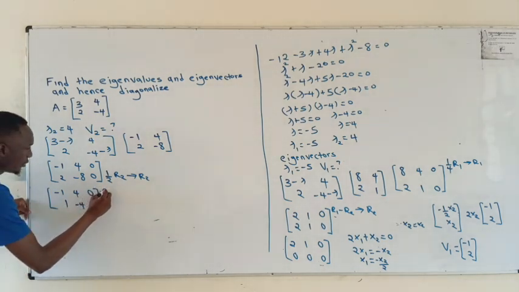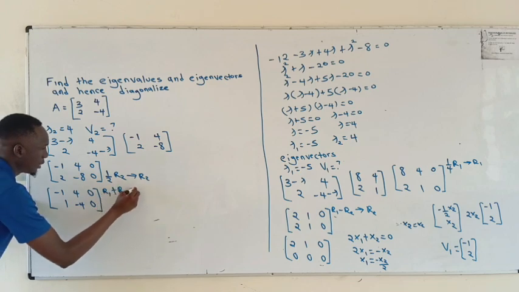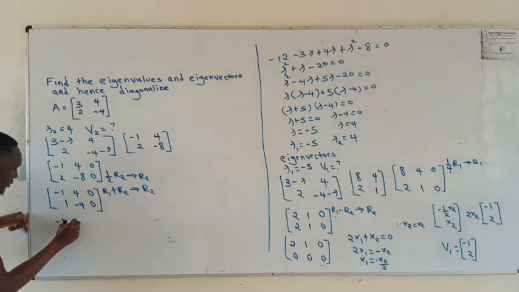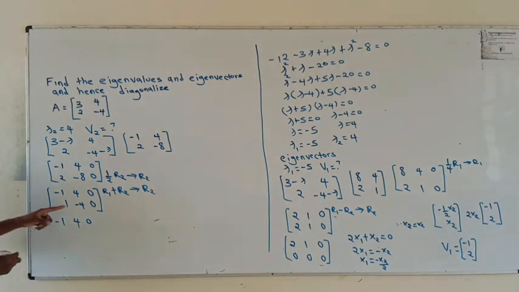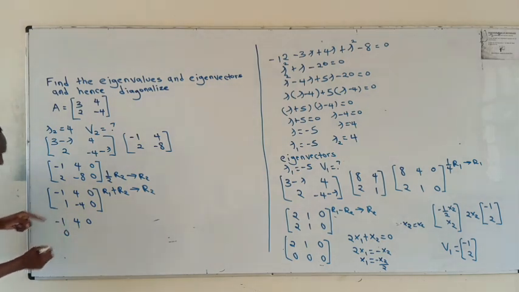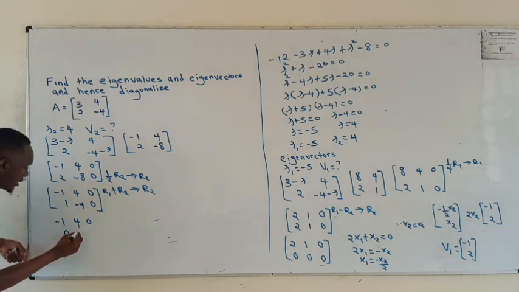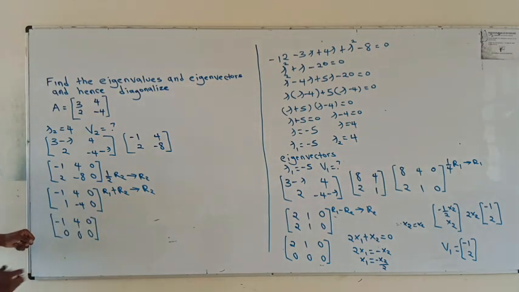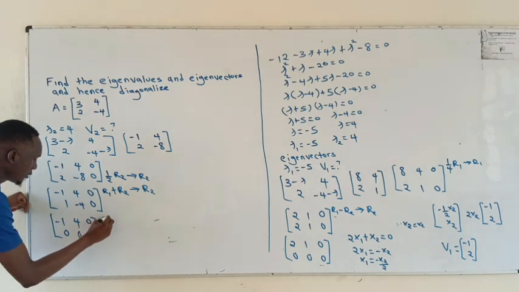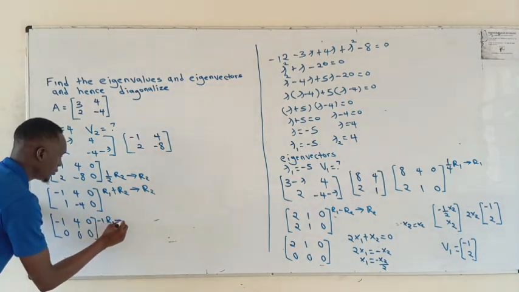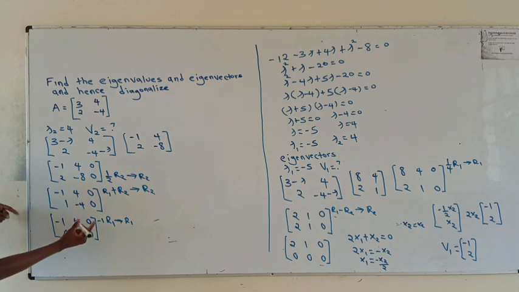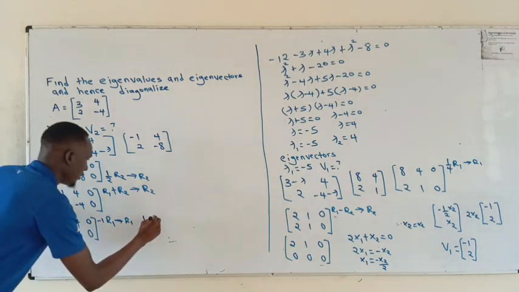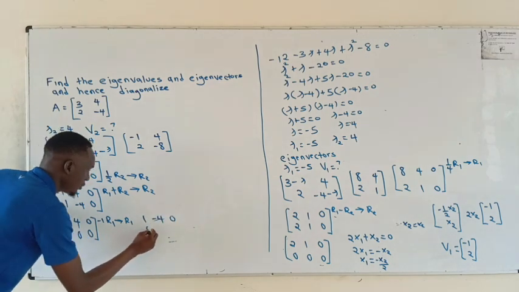Let's have row 1 plus row 2, our answer to row 2. Let's maintain row 1, which is negative 1, 4, 0. Negative 1 plus 1 is 0. 4 plus minus 4 is 0. 0 plus 0 is 0. Let's have negative 1 row 1, our answer to row 1. Here we have negative 1 times negative 1, which is 1. Then negative 4. There is 0. We maintain row 2: 0, 0, 0.